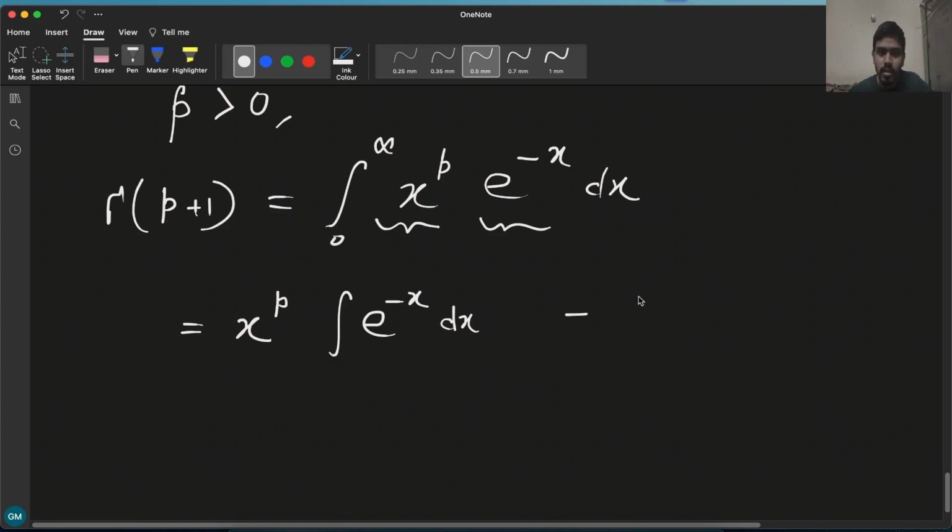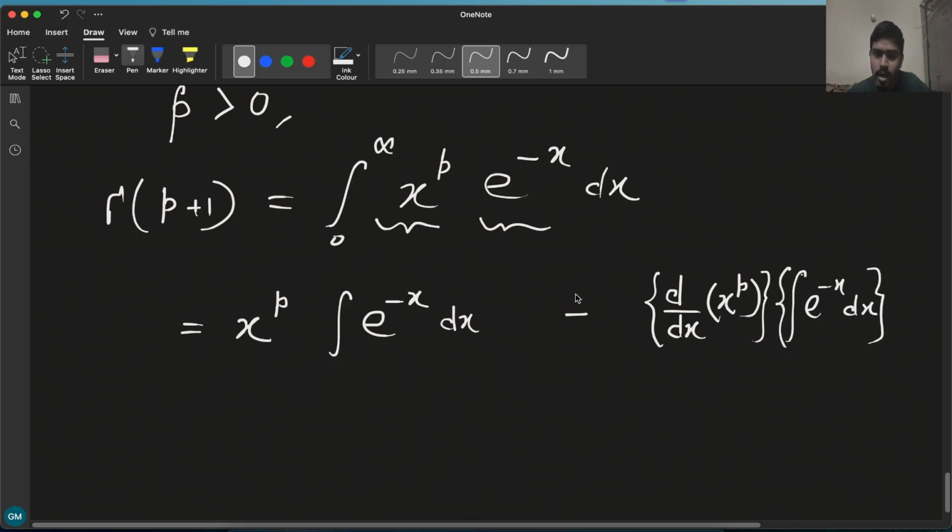minus, I will differentiate with respect to x this first function, that is x to the power p, and then times the integration of e to the power minus x dx, and I will integrate this whole thing with respect to dx from 0 to infinity, and here also the limit will be from 0 to infinity.